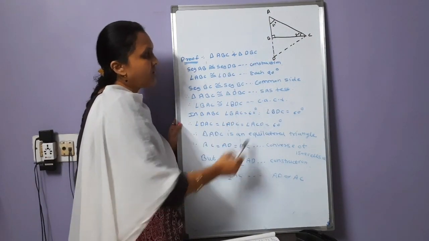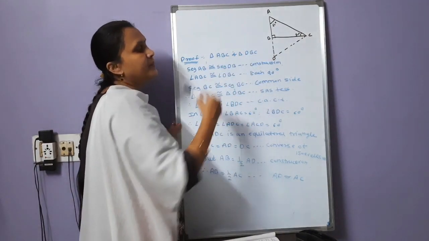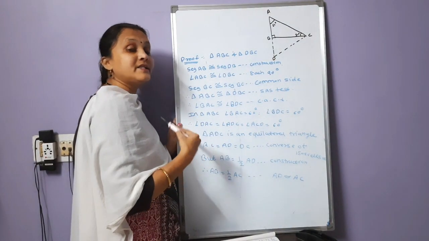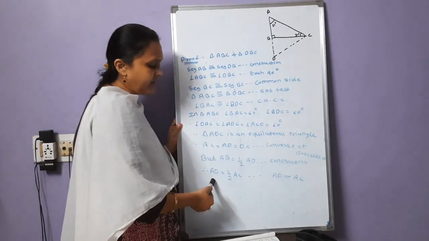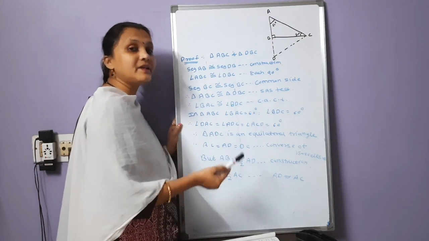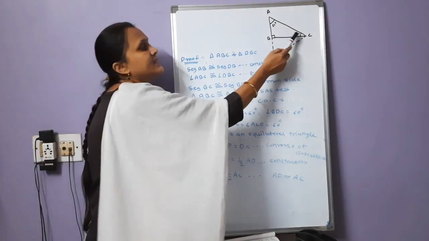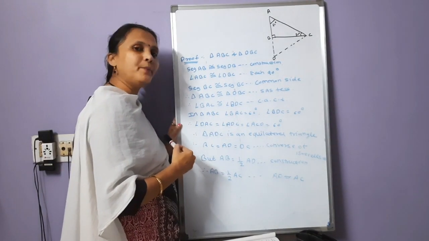AB is nothing but what? Half of the AD, because we constructed AB equals BD. But here, as it is an equilateral triangle, instead of AD what can we write? Yes, we can write AB equals half of the AC. And that is the statement that we wanted to prove. That is, the side opposite to the 30 degree angle is half of its hypotenuse.